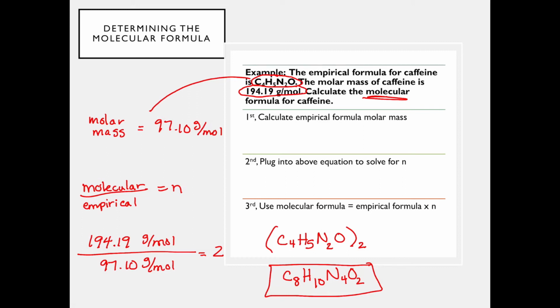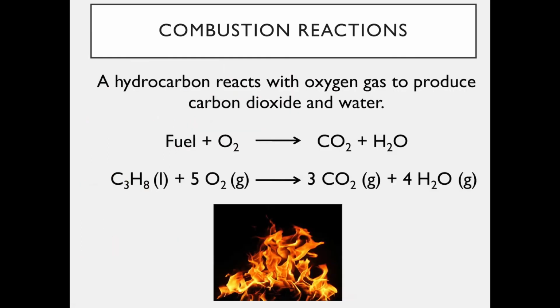So sometimes this process may be combined with the problem on the previous page. It may say, here's all the percentages, and the molecular molar mass is this. So you'll have to go through and find the empirical formula and then calculate the molar mass of that. And then do this process where you do molecular divided by empirical to get the number and then multiply the empirical by that number. So like I said, this could be all combined. It's a lot of steps. It's a lot of math. But the good news is if you always do the same series of steps, it is always going to come out correctly.